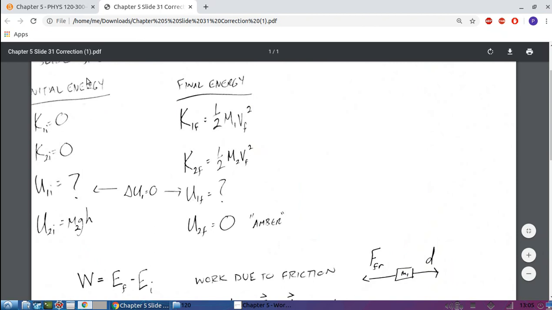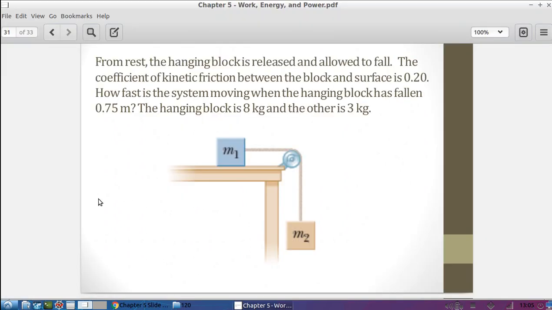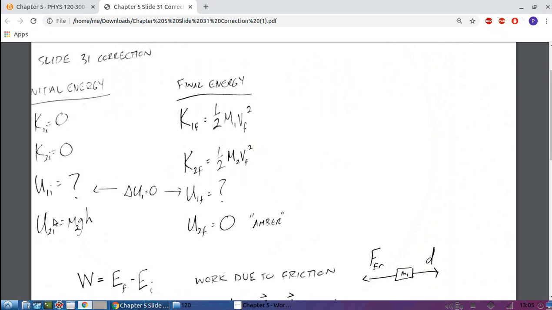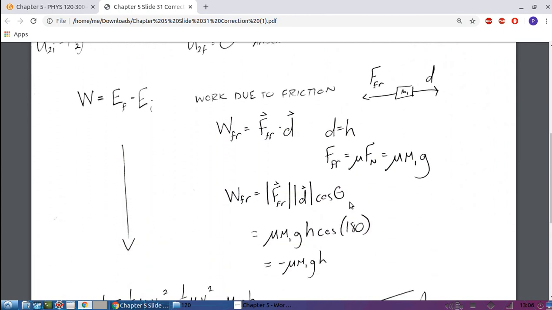Okay, so the initial energies of M1 and M2 are both the same as they were before. Right, system starts from rest. Nobody has a kinetic energy. M1 doesn't have a change in gravitational potential because it stays up on the table, same vertical position. M2 goes from a gravitational potential of M2GH to 0 because I'm in amber. So the only thing that's different here is that we have to account for the work due to friction.